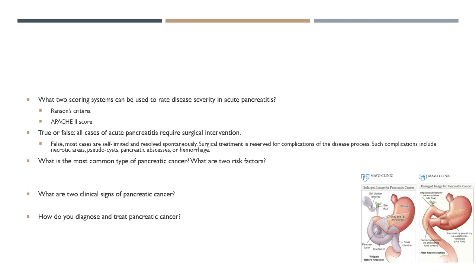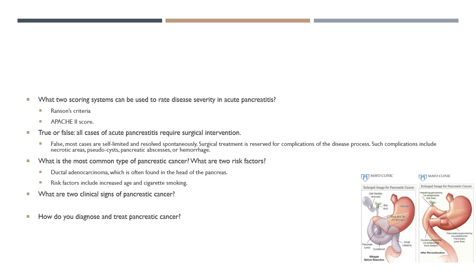So what is the most common type of pancreatic cancer, as well as what are two risk factors? The most common type is going to be ductal adenocarcinoma, which is typically found in the head of the pancreas. And the two risk factors are going to be increased age and cigarette smoking. So ductal adenocarcinoma, typically found at the head of the pancreas, often associated with increased age and cigarette smoking.